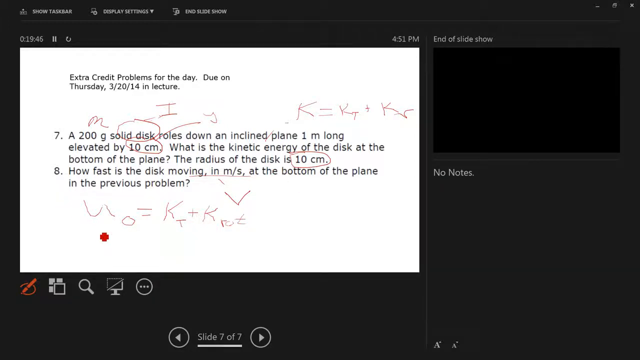And you'll know a number for U, because it's just mgy, isn't it? And then down here at the bottom you've got 1/2 mv squared and 1/2 I omega squared. And what else do we know about rolling without slipping? Don't we also know the fact that rolling without slipping means V is related to the rotational velocity through omega r? So we can eliminate omega in favor of V and calculate how fast it's going at the bottom.